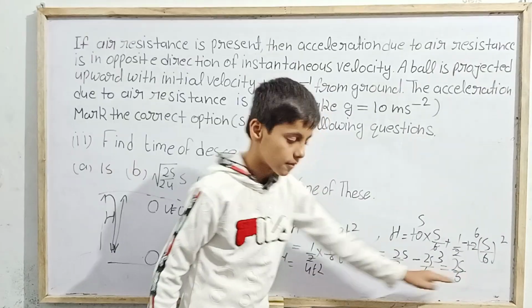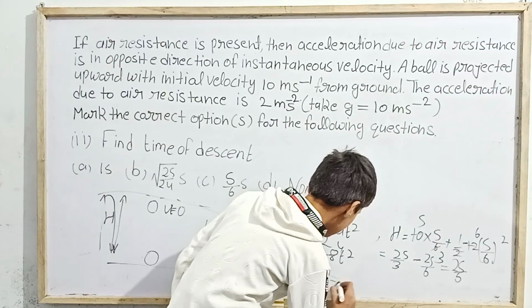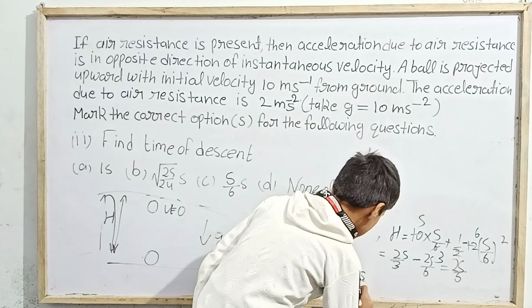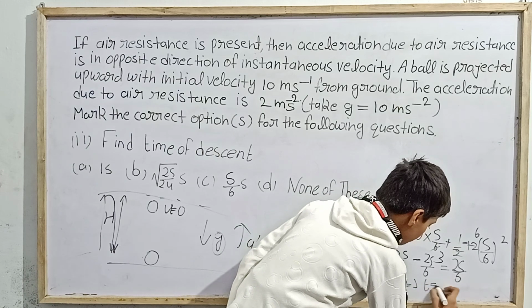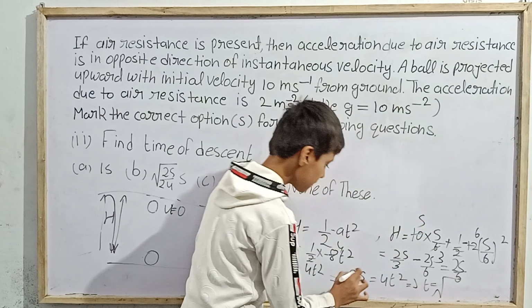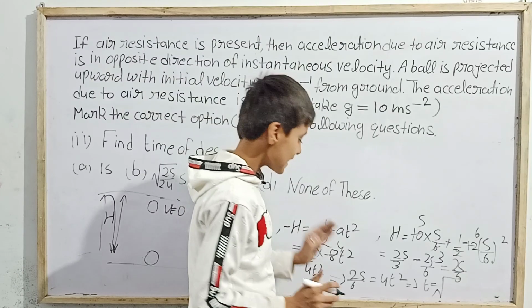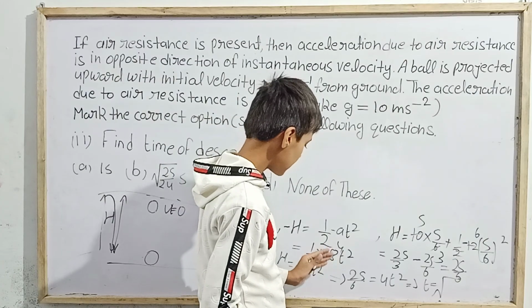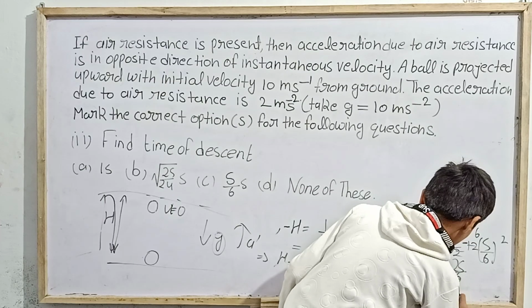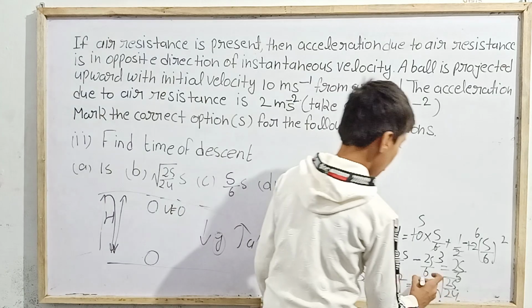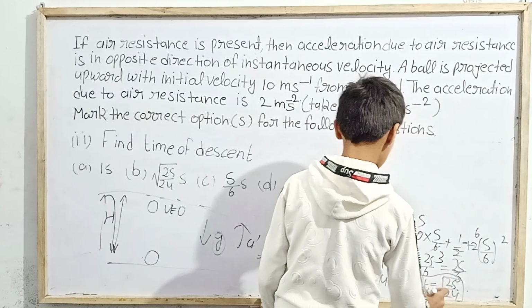Now this value will be put in this equation. It implies that 25 by 6 is equal to 4t square, which implies that t equals root of 25 by 6 divided by 4, that is root of 25 by 24. So the time of descent is root of 25 divided by 24.